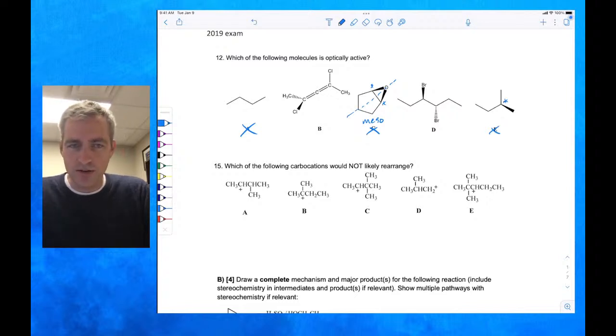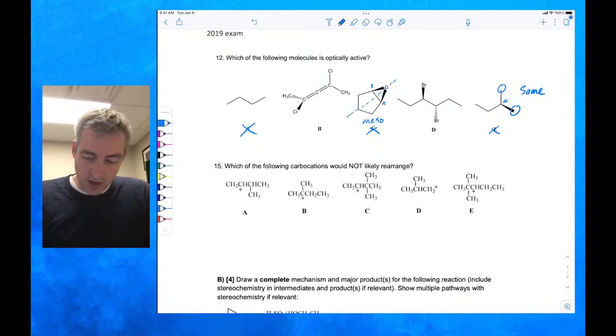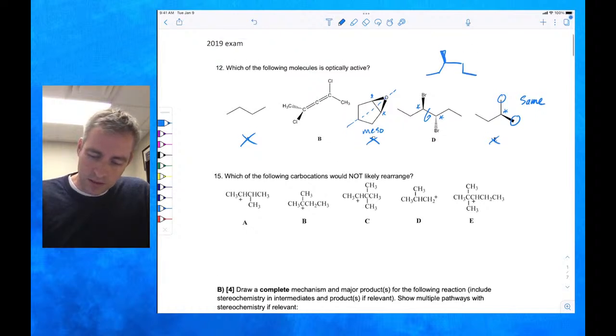It kind of looks tricky. It looks like that could be a chiral center right there, but in fact it's not, because we have a methyl and a methyl, and those are the same thing. And when you have two groups the same off the same carbon, it cannot be a chiral center. D, it turns out, is also not optically active. It has two chiral centers here and here, but if you were to rotate that bond around and redraw it, it would look like this, which has a plane of symmetry, which makes this one meso as well.